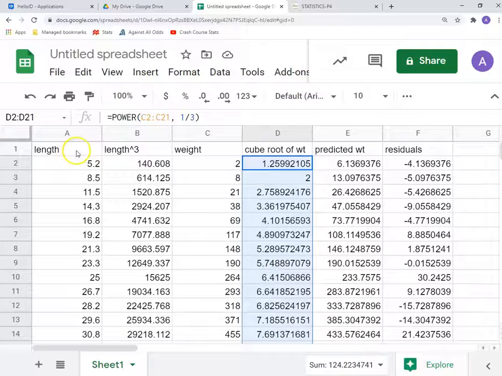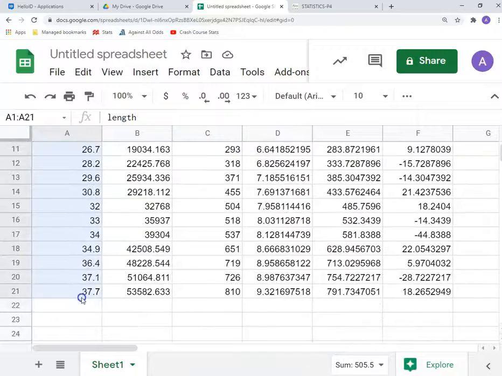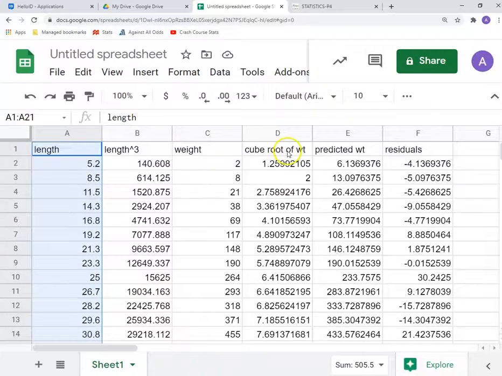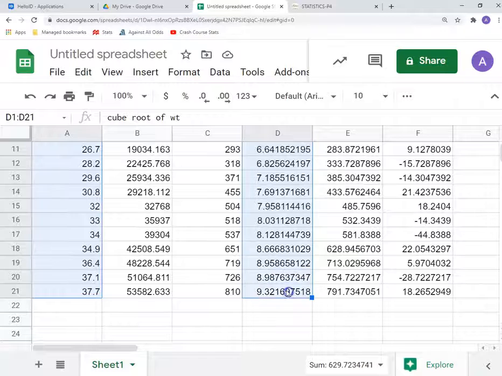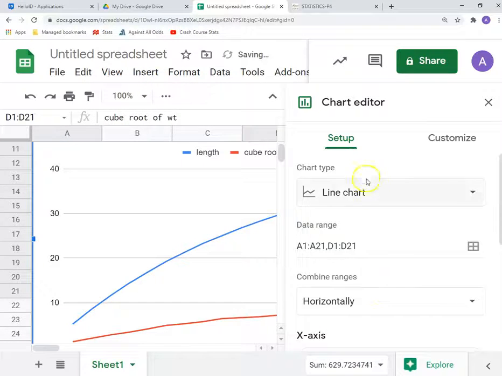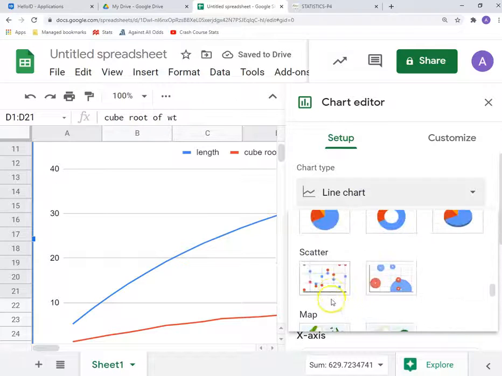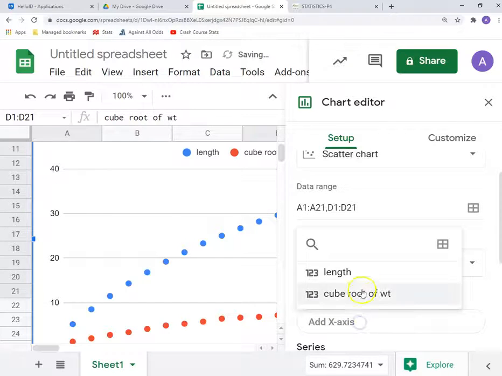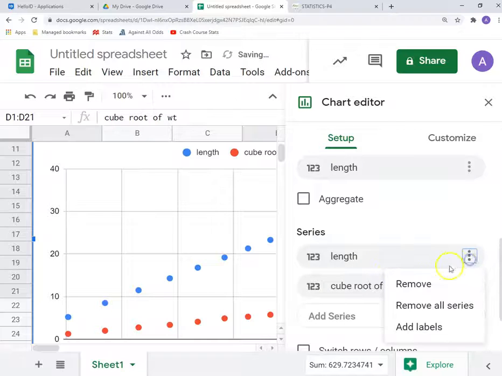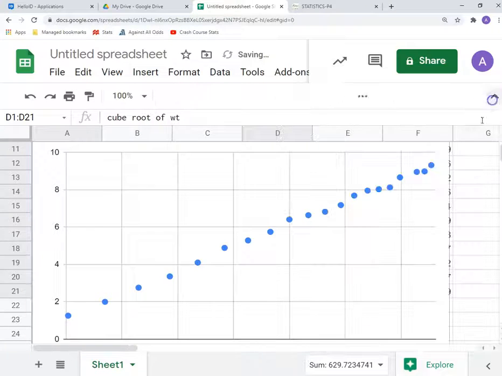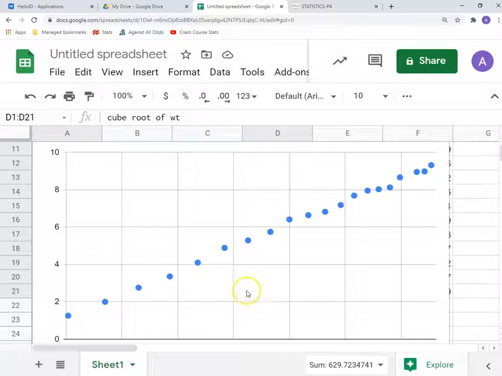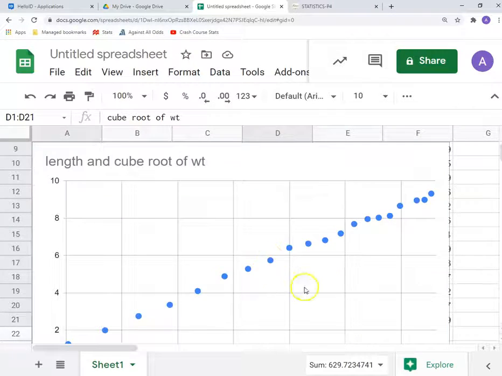So this time, I'm going to graph length versus cube root of weight. And when I make my scatter plot, length is my x, cube root of weight is my y. Notice that again, it forced my data to be linear, okay? So there's usually more than one way you can force your data to be linear.